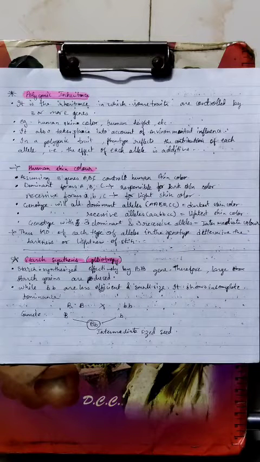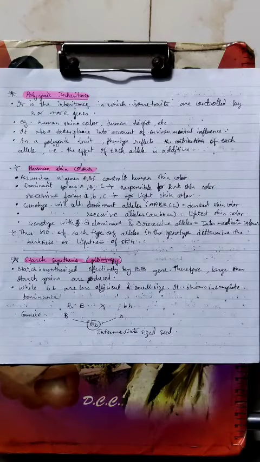Thus, the number of each type of alleles in a genotype determines the darkness or lightness of the skin. Next, in pleiotropy, we did starch synthesis in a pea plant. Here, starch is synthesized effectively by the B gene. Therefore, large starch grains are produced. Small b has lesser efficiency in starch synthesis and produces smaller starch grains.